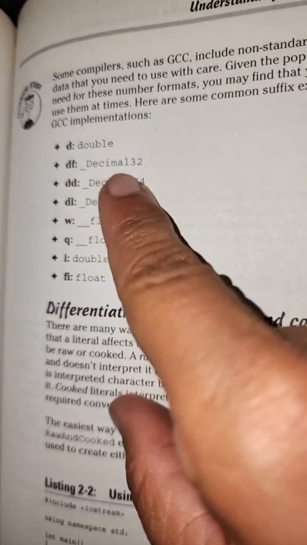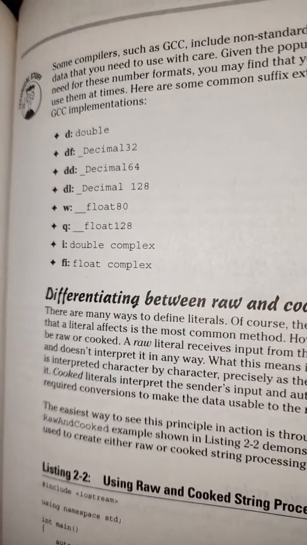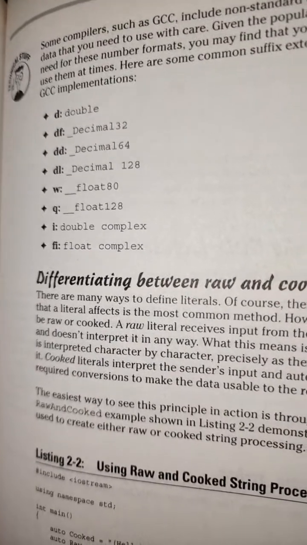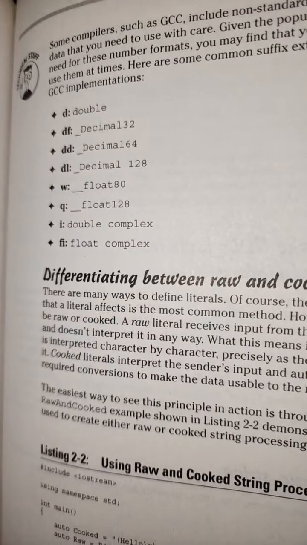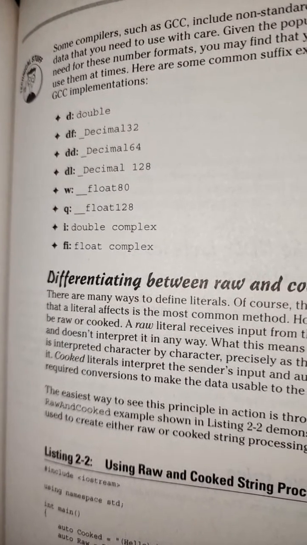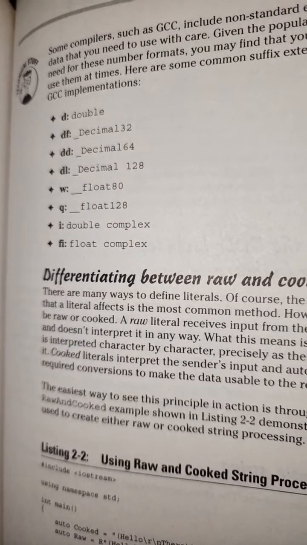D for double, DF underscore decimal32, DD underscore decimal64, DL underscore decimal128, W underscore float80, Q underscore float128, I double complex, FI float complex.